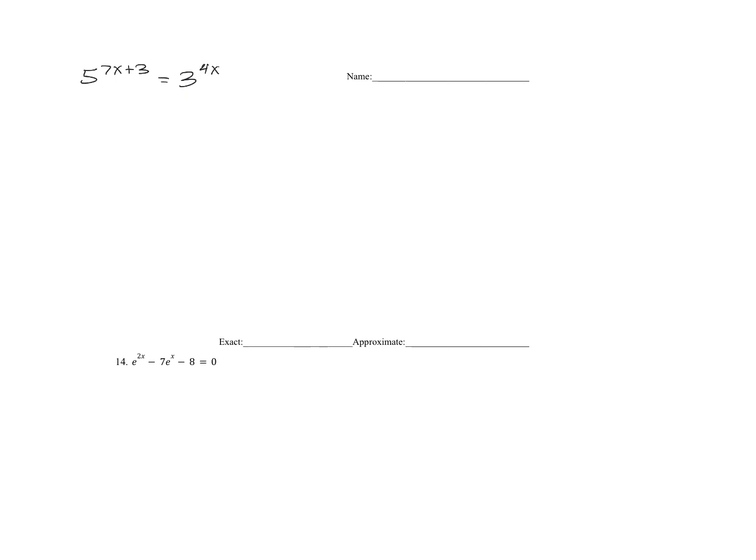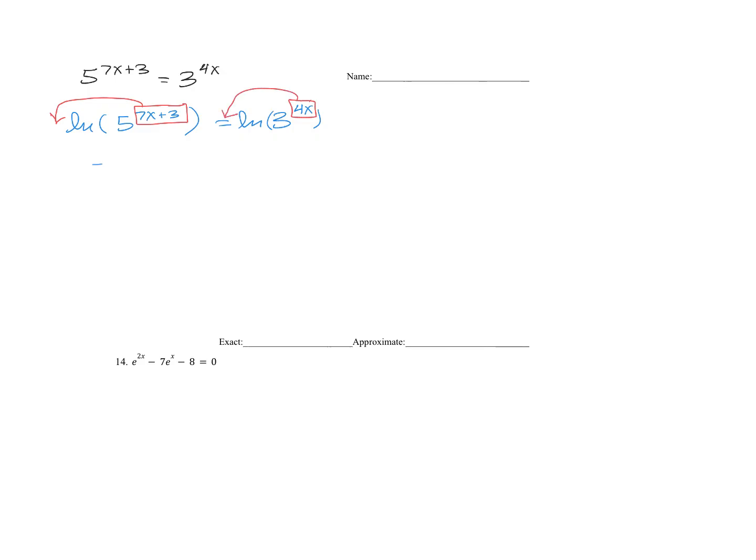Once again, you will notice there is no common base here because I cannot find a common base between a 5 and a 3. So instead, I'm going to use the inverse function, the natural log. So I'm going to take the natural log of both sides. The natural log of 5 to the 7x plus 3 is equal to the natural log of 3 to the 4x. Just like before, these exponents come down as a package deal as a coefficient. So I'm going to bring those both down.